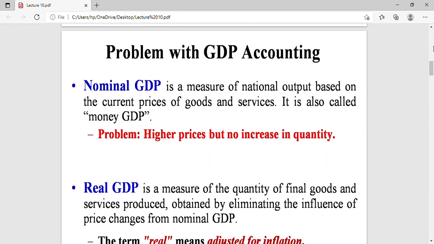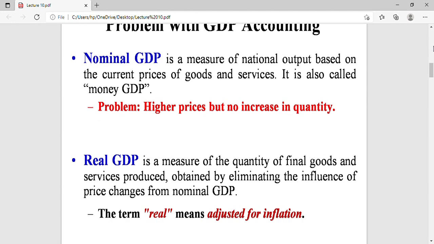There are two types of GDP. One is normal GDP, that is the measure of national output based on the current prices of goods and services. So it is called money GDP. Problem is that higher prices but no increase in quantity can show that there is an increase in GDP.